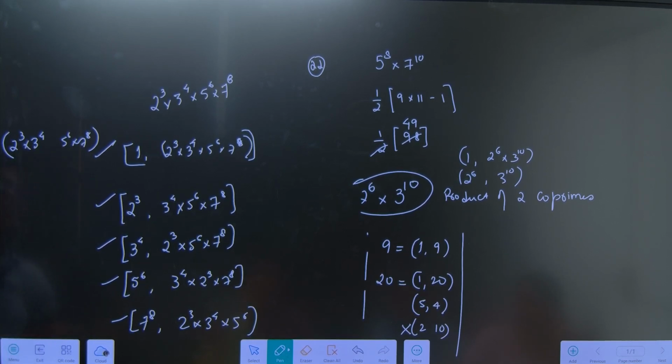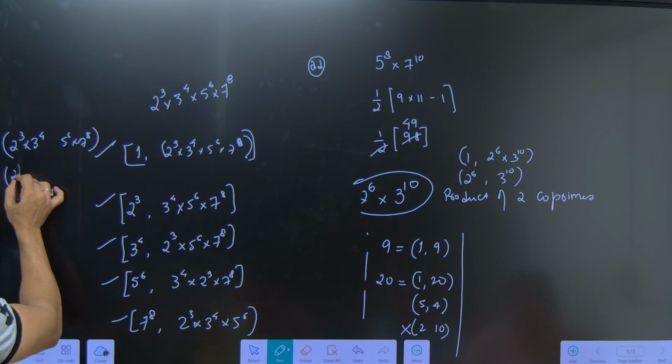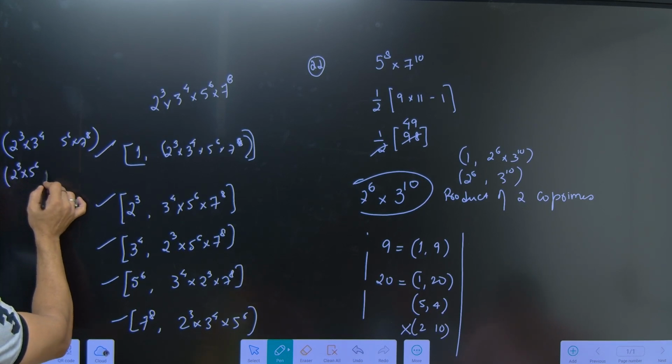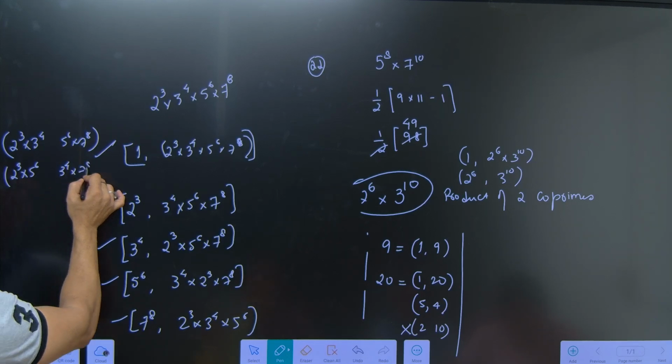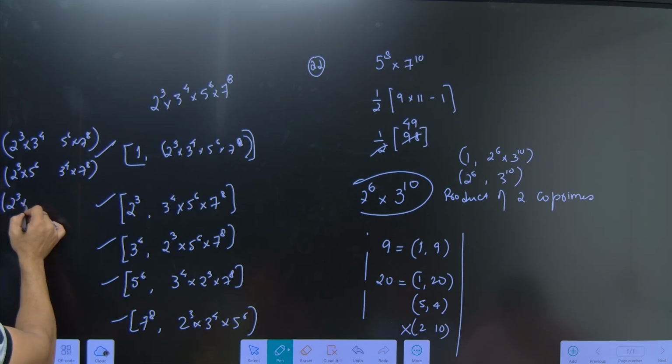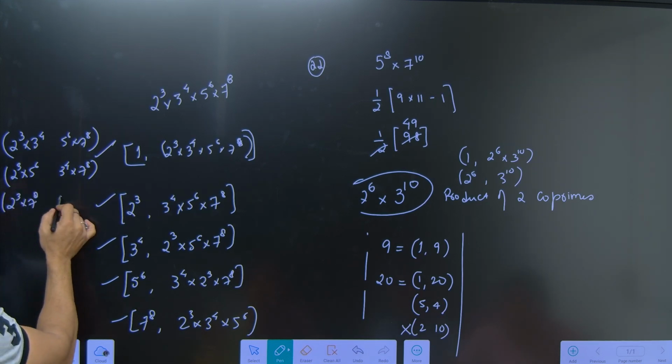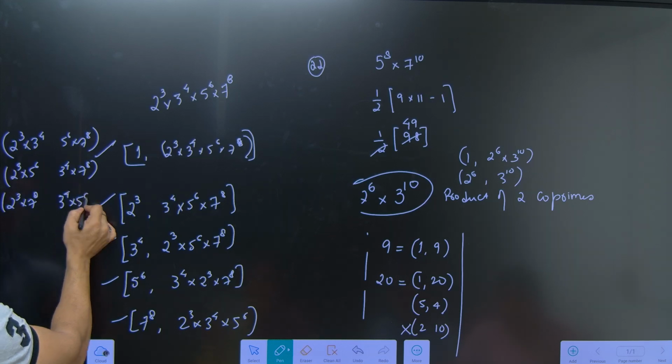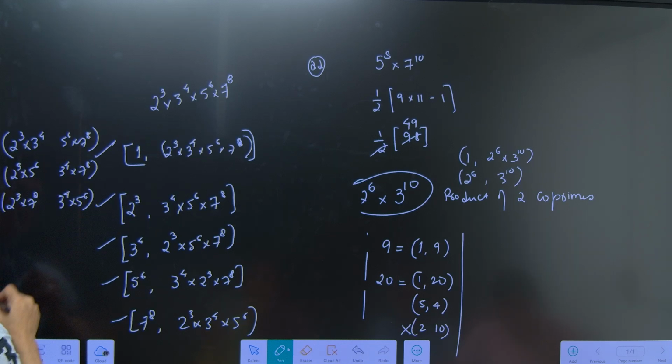Yes. Then I can also club 2 cube into 5 raised power 6 and 3 raised power 4 into 7 raised power 8. Yes. Then I can also club 2 cube into 7 raised to the power 8 and 3 raised power 4 into 5 raised power 6. So now 1, 2, 3, 4, 5, 6, 7, 8 more numbers will be there. Which more numbers will be there?